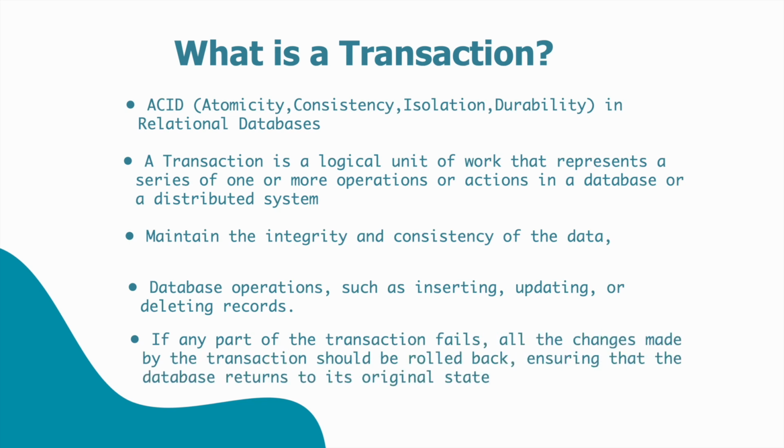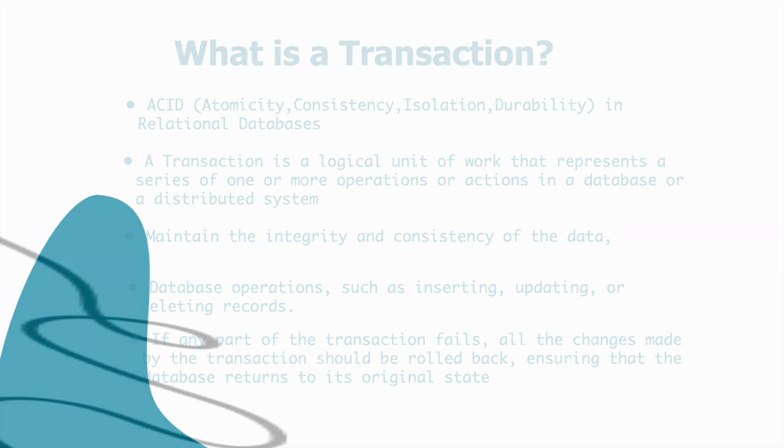So, if any part of the transaction fails, all the changes made by the transaction should be rolled back. And that is what a transaction uses to ensure consistency and integrity in a database. That is how a database returns to its original state and consistency is maintained.